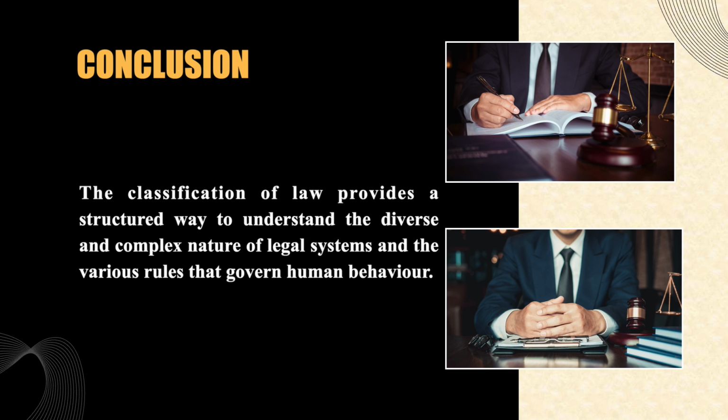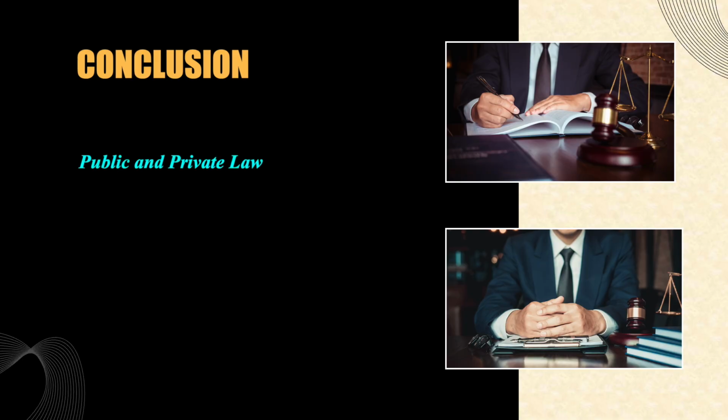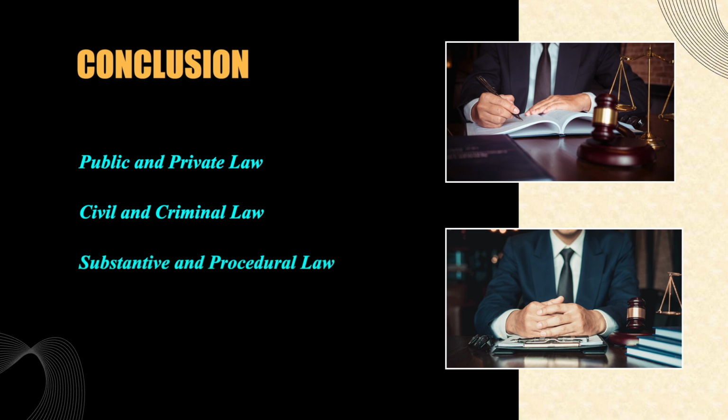In conclusion, the classification of law provides a structured way to understand the diverse and complex nature of the legal system and the various rules that govern human behavior. By categorizing law into different branches such as public law and private law, civil law and criminal law, and substantive and procedural law, we can better navigate the specific functions, objectives, and relationships of each area of law.